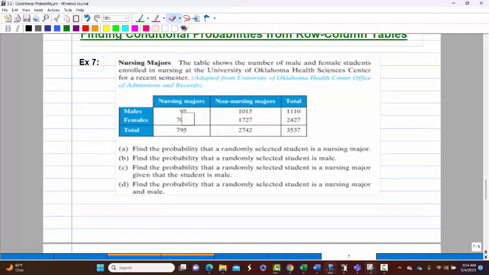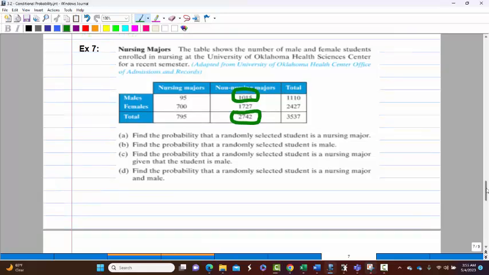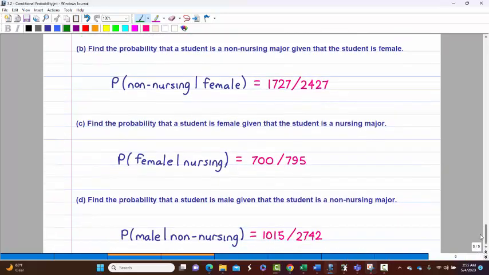So the non-nursing will be my total. Out of that non-nursing total, I guess I used it. Well, that's all right. I won't worry about my colors on this one. We'll just use green for both of them. The male non-nurses are 1015 divided by the total number of non-nursing majors. I said that wrong. I got it illustrated correctly, but total non-nursing majors is 2742, and out of those non-nursing majors, 1015 are males. There we go.